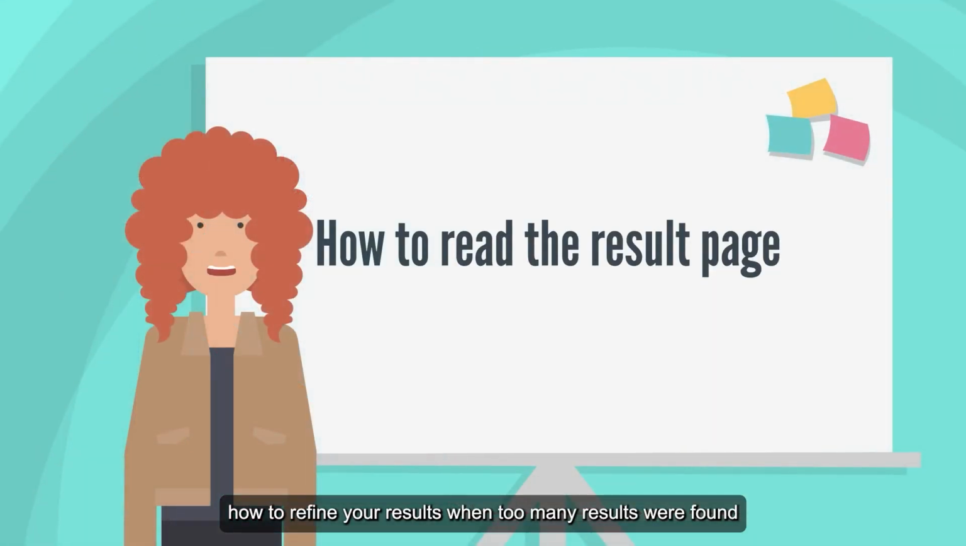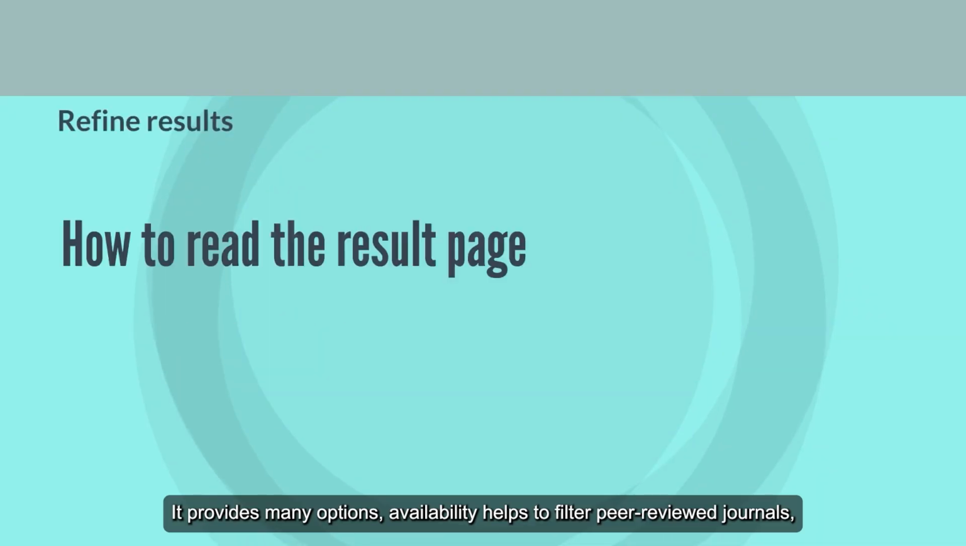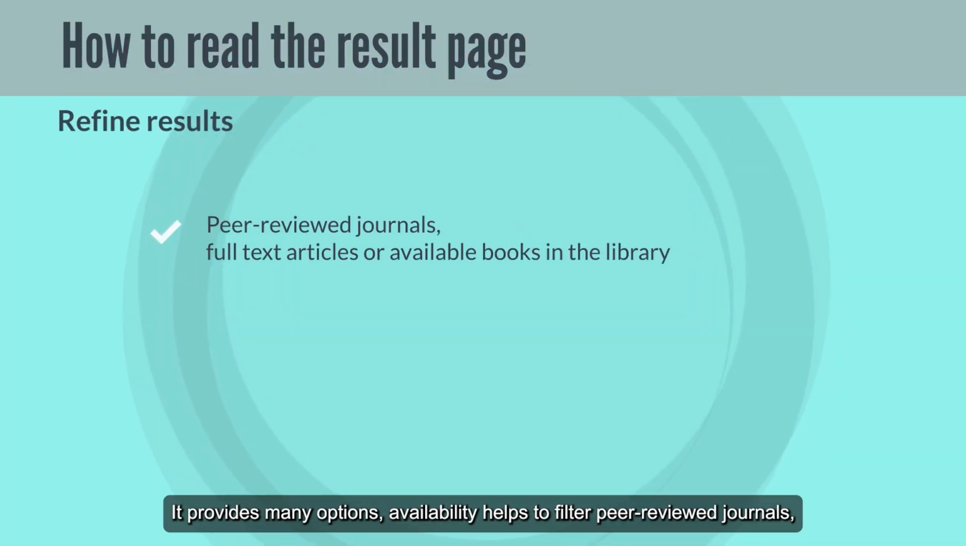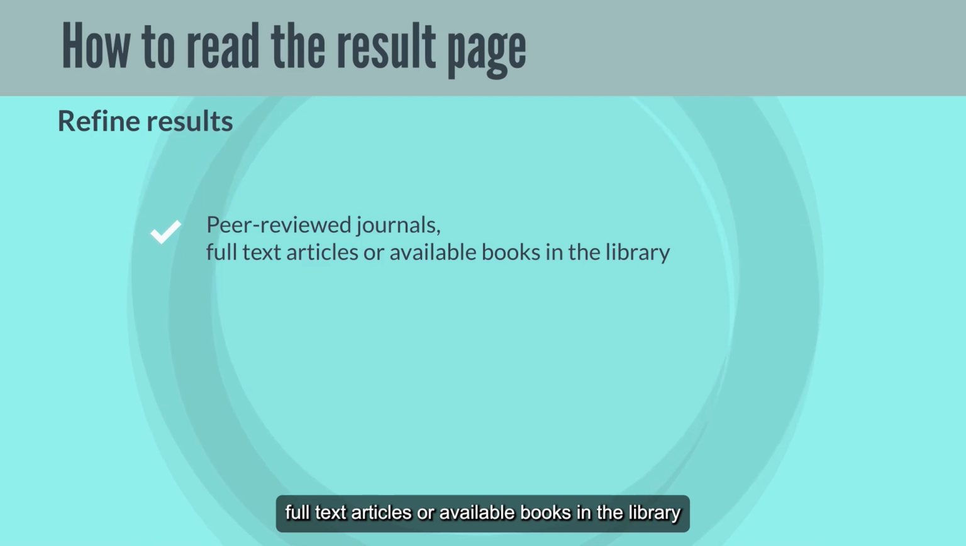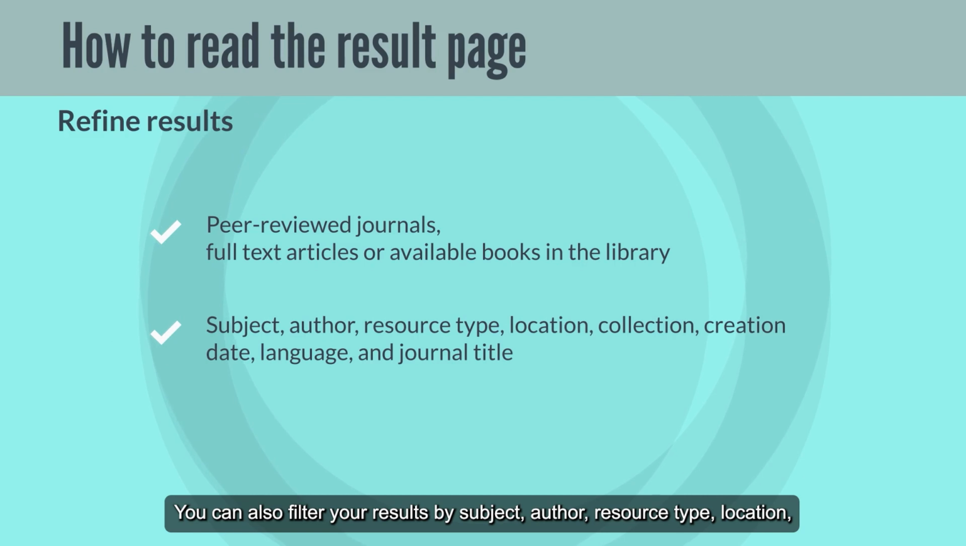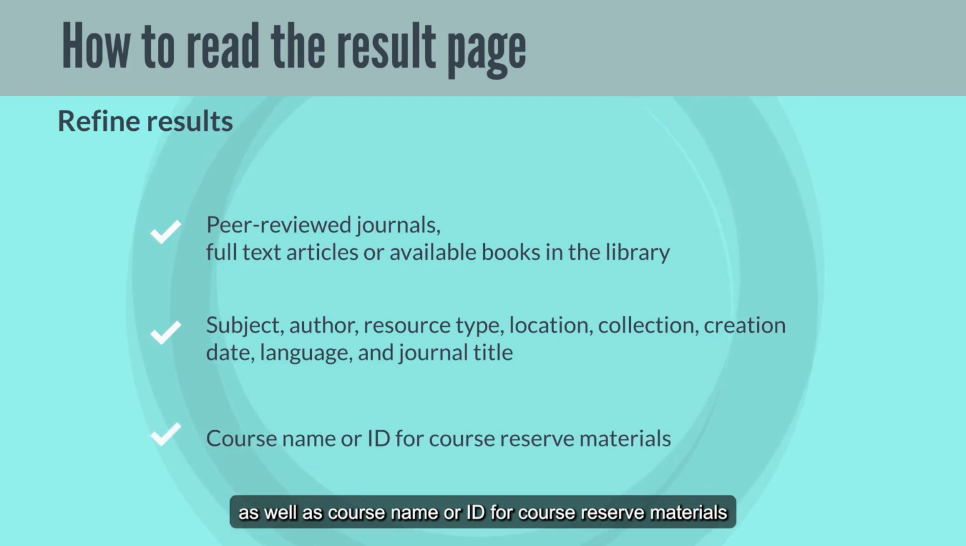How to refine your results when too many results were found? The facet at the right-hand side helps to refine your results. It provides many options. Availability helps to filter peer-reviewed journals, full-text articles, or available books in the library. You can also filter your results by subject, author, resource type, location, collection, creation date, language, and journal title, as well as course name or ID for course reserve materials.